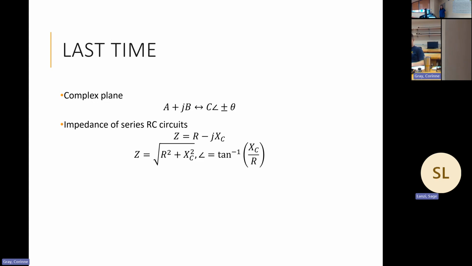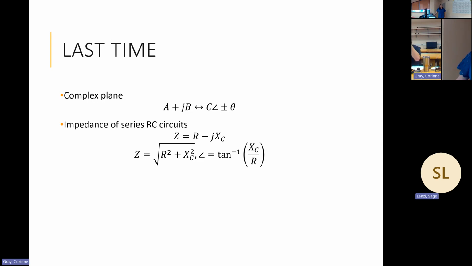So J here is our term that we're going to be using for imaginary in this class. And then B here is the imaginary component. And we can go back and forth between it and the polar form. So that is the C angle plus or minus theta. We can use sine, cosine to go from the polar form to the rectangular form. And we can go from the rectangular form to the polar form by using inverse tangent and Pythagorean's theorem.